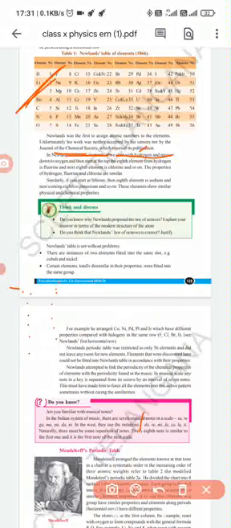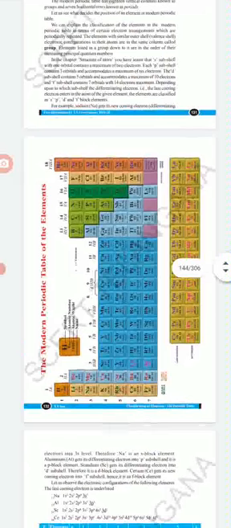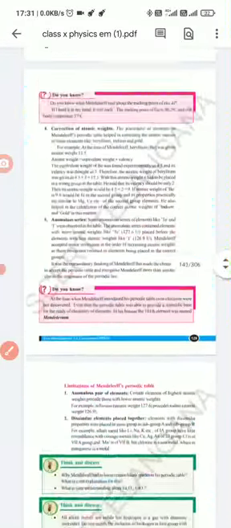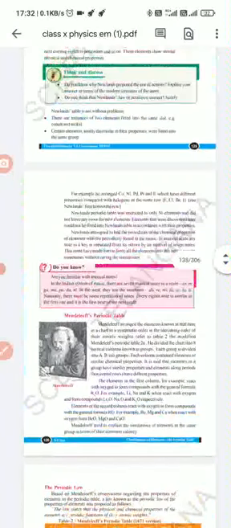Like if you see the periodic table, he kept these boxes as a space for unknown elements. Newlands did not keep any space for that. So it is also a limitation.